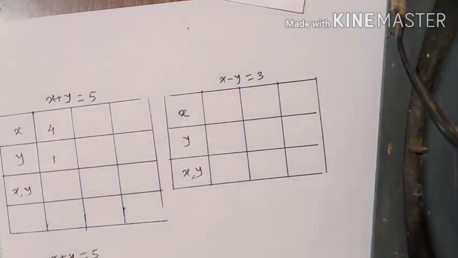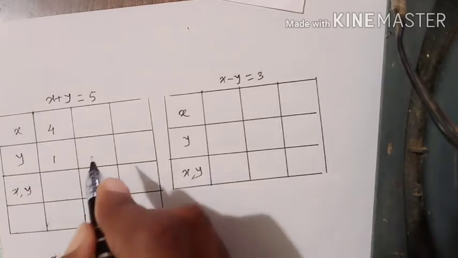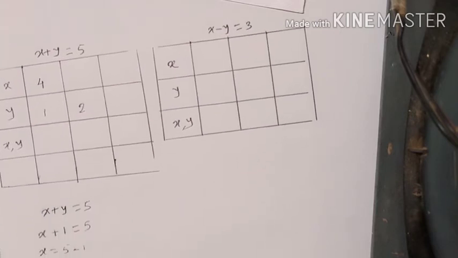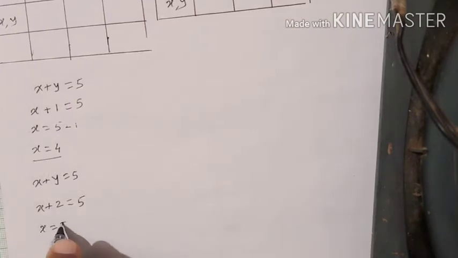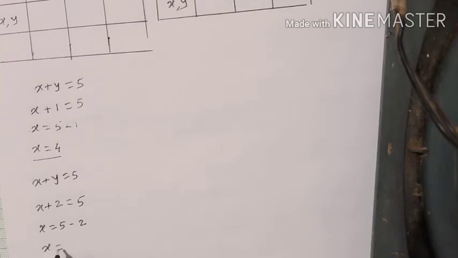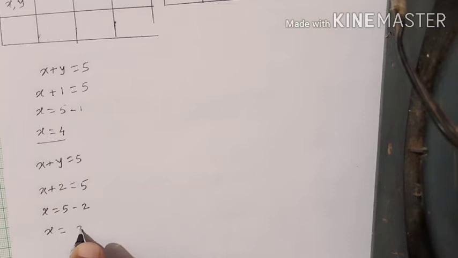Now suppose I will put the value of y as 2. Let the value of y be 2. Therefore, now come to the equation. The equation is x plus y is equal to 5. And what value are we substituting? The value of y is 2 here. Therefore, x plus 2 is equal to 5. And x is equal to 5, this plus 2 becomes minus 2 now. Therefore, x is equal to 5 minus 2, which is equal to 3.